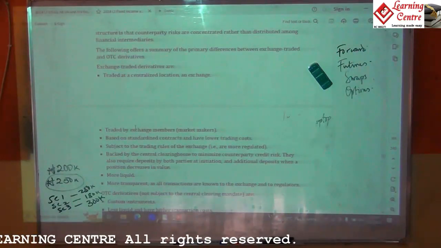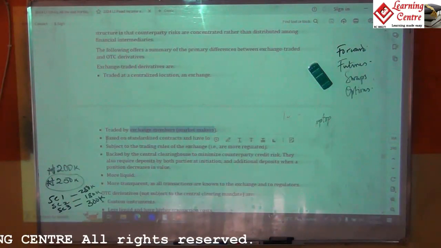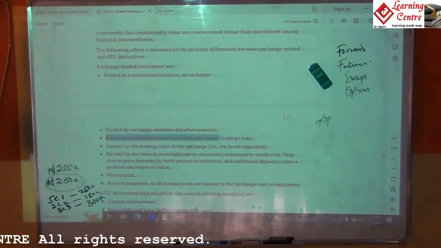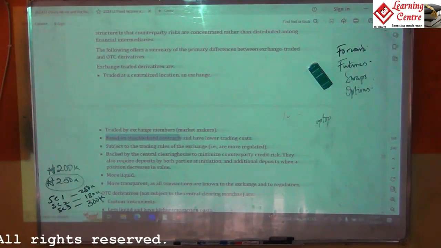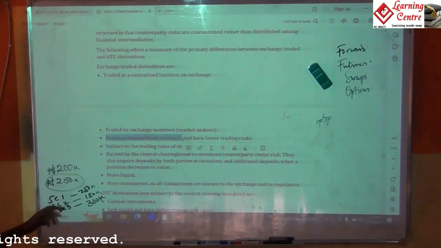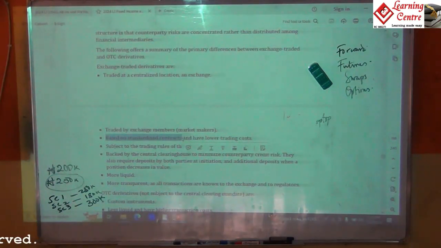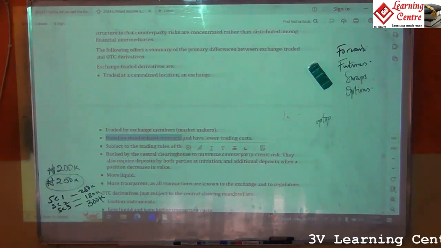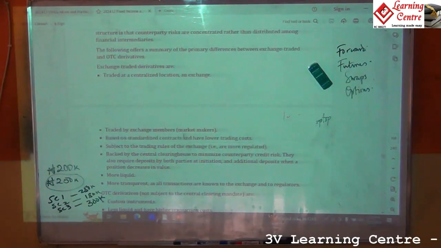Traded by exchange members who are called market makers based on standardized contracts. This standardized contract means that, I wanted 250, but it's possible that in the market they don't have 250. They only have 200 to 300. So I have to find how I'm going to balance myself, because I cannot get the 250 I want. So it's not customized, it's standardized. And they have lower trading costs.